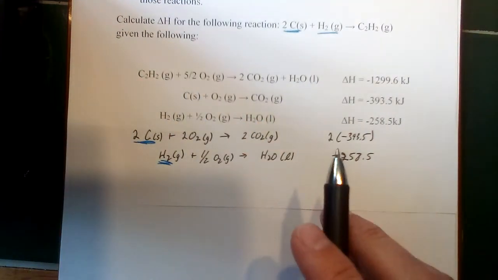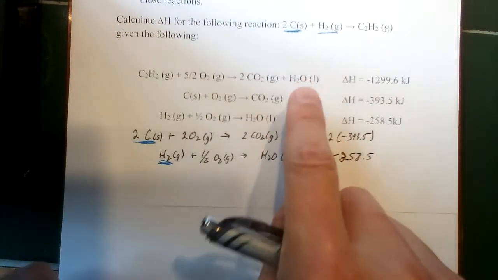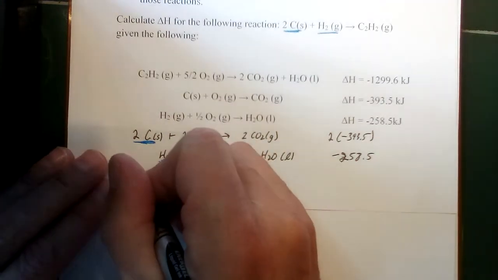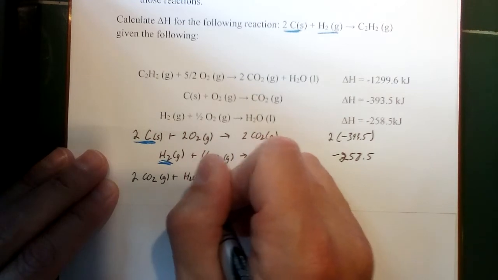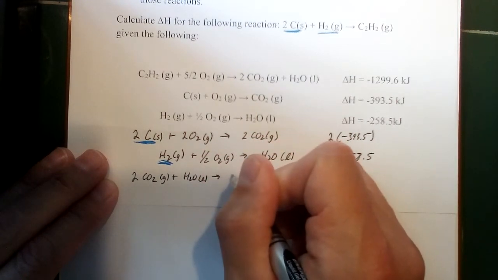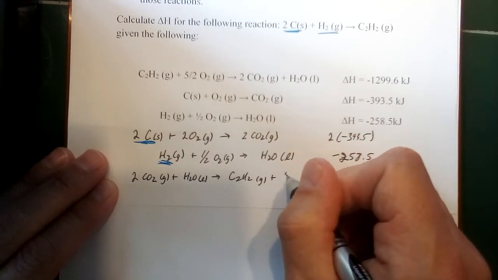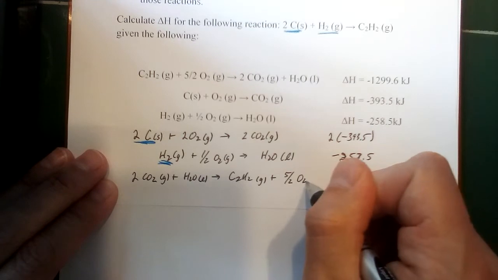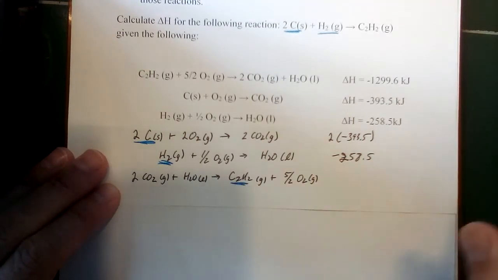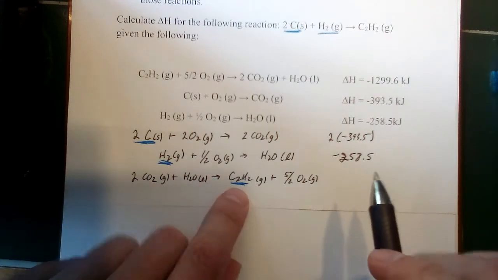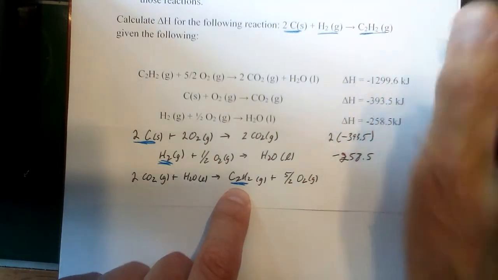Well, here's where directionality comes in. If I want this to be a product, I'm just going to flip-flop this reaction. I'm going to take the products, make them the reactants. So if I have 2 moles of CO2 gas, and that reacts with a mole of water in the liquid phase to make 1 mole of acetylene, and that would make 5 halves or 2.5 moles of oxygen. Right? That would provide the missing piece that I need for my target reaction, which is acetylene as a product. Okay? So that would complete my target reaction.